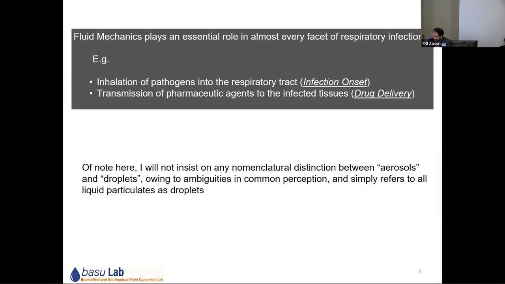Now, fluid mechanics plays a key role in almost every aspect of this kind of transmission, starting from the generation of the droplets, their exhalation, and their inhalation that can lead to infection spread. And secondly, when we think about sending targeted drug molecules to the infection sites, we need to think about the fluid mechanics as well. Now, before I go any further, let me add this statement over here that we are not going to distinguish between droplets and aerosols in terms of the nomenclature. And I'm going to use the term droplets to imply all liquid particulates.